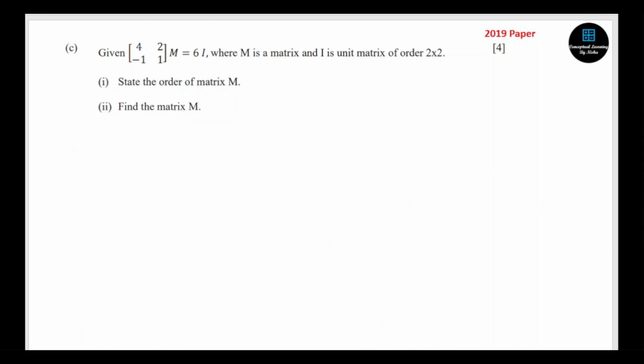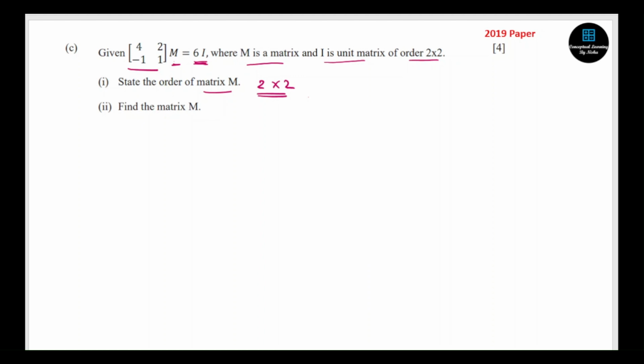Now, an interesting question from the 2019 paper. Alright, it is a 4-marker. Now what they say here: this matrix multiplied by M, one more matrix, gives you 6I, where M is a matrix and I is the unit matrix of order 2 by 2. So what is the order of matrix M? We know that, see, the final answer is a 2 by 2 matrix, so this should also be 2 by 2, right? So the order of this matrix M is 2 by 2.